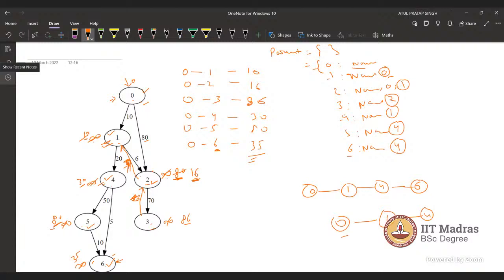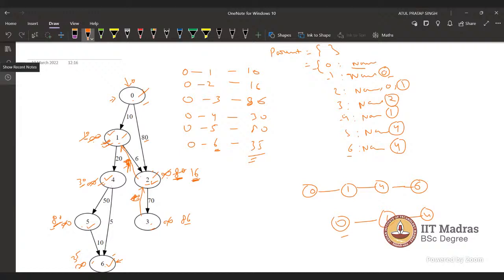So for example, in this graph there is one back edge from 2 to 1 with the weight of minus 7. If we start from 0, the first node selected will be 0, the second node will be 1, and then node 2 will be selected. Now there is a negative edge with weight minus 7, but because 1 is already visited, we will not check it.